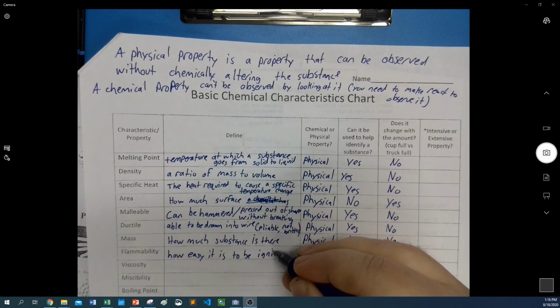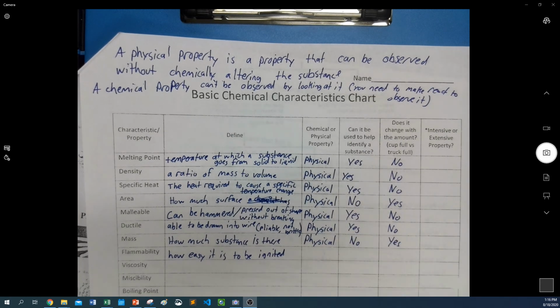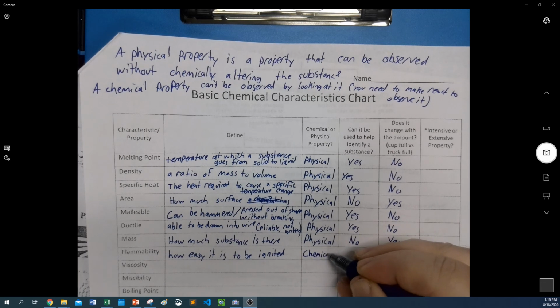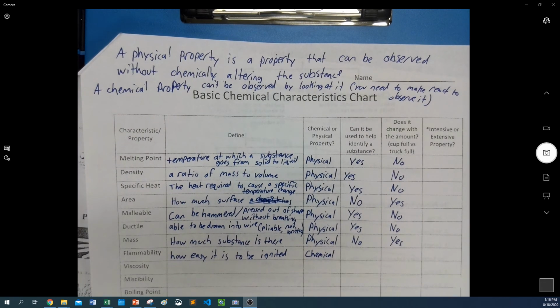How easy it is to catch fire. Is this a chemical or physical property? Chemical. You cannot look at a clear liquid across the room and know if it's flammable. And if you needed to do some test to see if it's flammable, the only way is to actually catch it on fire. And when you catch it on fire, you're chemically changing it.